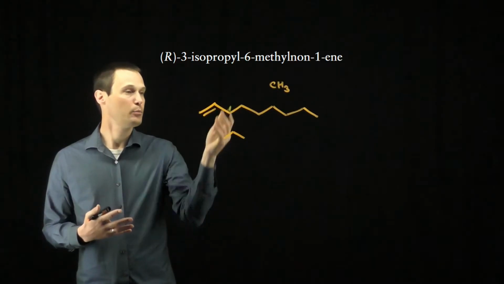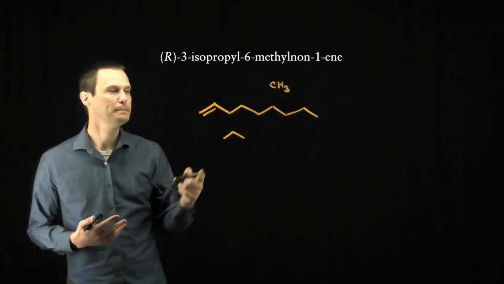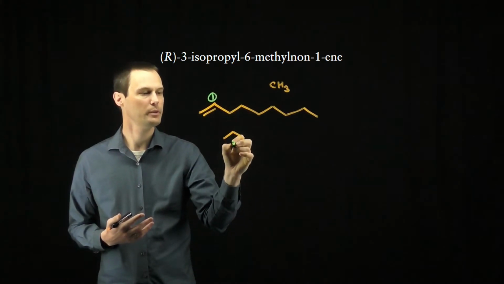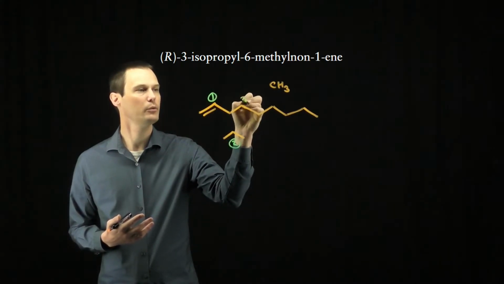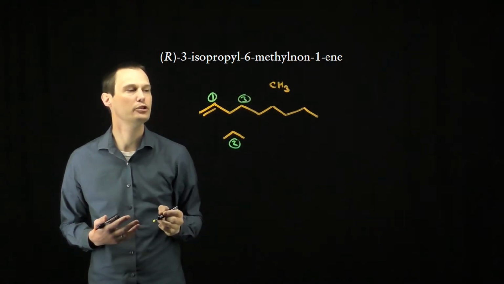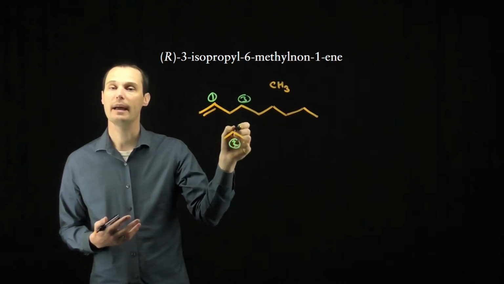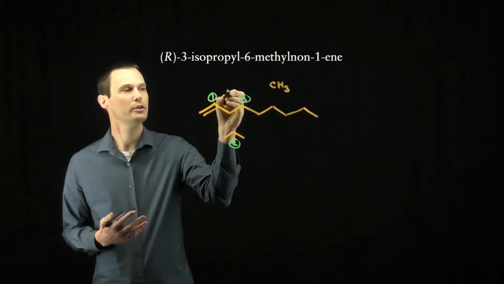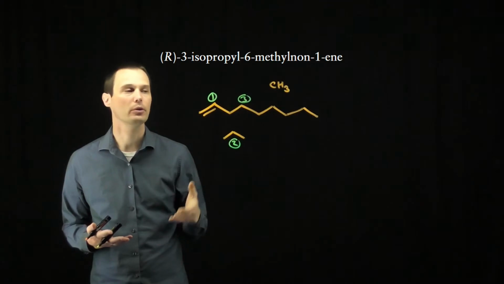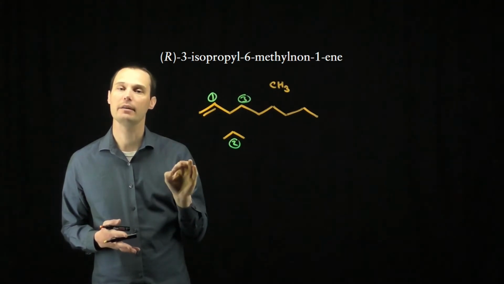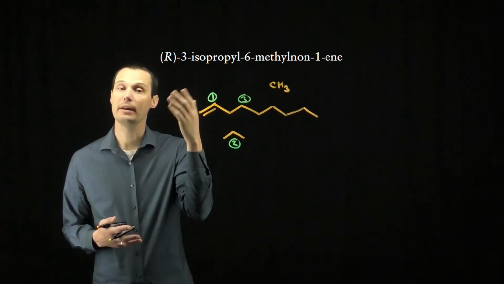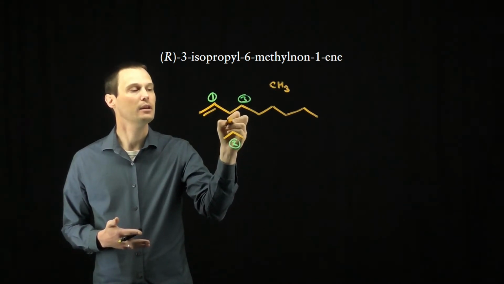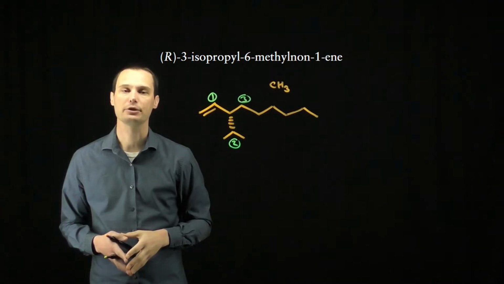So we can look at the priorities for the groups on carbon number 3. The priority number 1 would be the alkene group, priority number 2 would be the isopropyl group, and priority number 3 would be the rest of the carbon chain. If we assume the hydrogen, the number 4 group, is on a dash, then as I draw the circle from 1 to 2 to 3, that will be a counterclockwise circle, which means this will be an S stereocenter if the hydrogen is on a dash. I know I need it to be an R stereocenter, so I need the hydrogen to be on a wedge, which means the isopropyl group will then be on a dash.